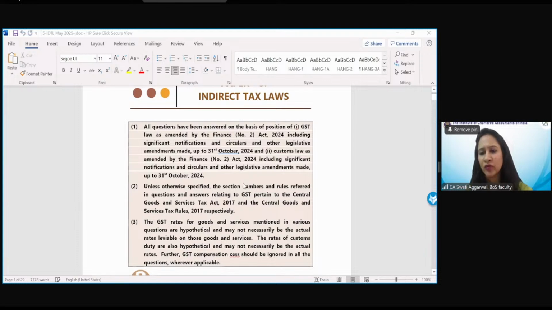Similar position is applicable in case of customs law. And as we know, during the examination also, the rates of goods or services which are given to you in the question paper are hypothetical. They may not necessarily be the actual rates available on those goods as well as services. But whatever rate is given to you in the question paper, you have to apply irrespective of whether it is the actual rate or not, because we don't expect the students to memorize the GST rates in case of goods and services. Only in case of composition levy of tax, students are expected to remember the rate which would be applicable to them.